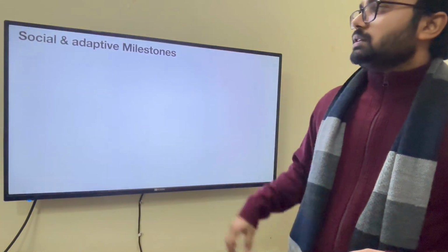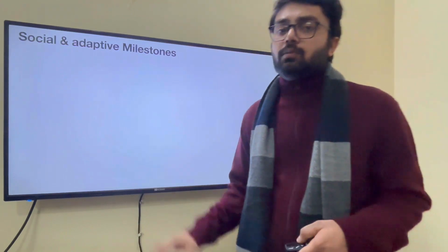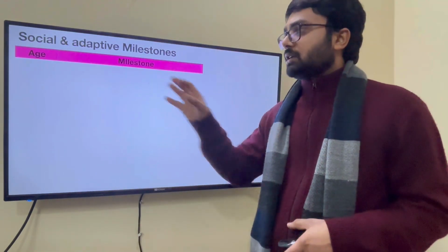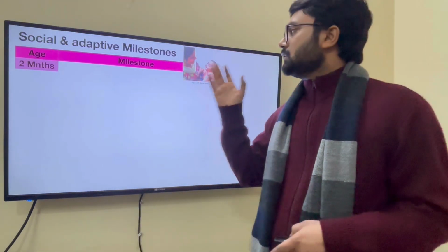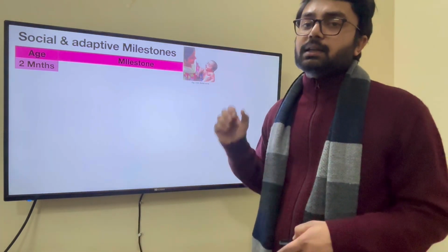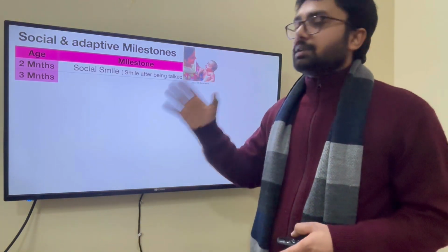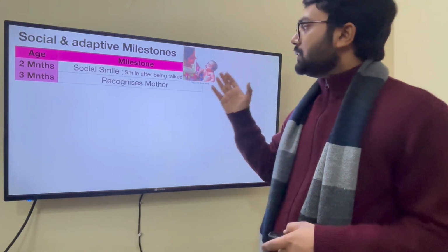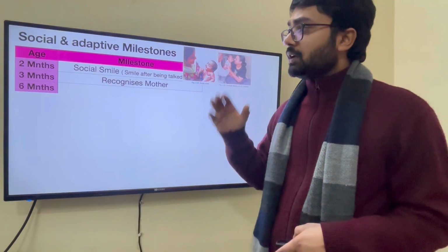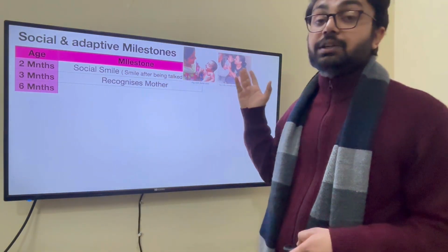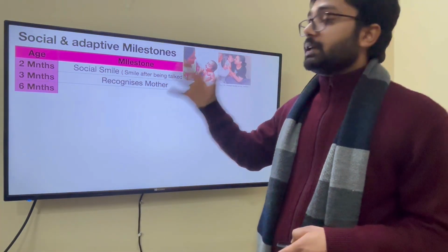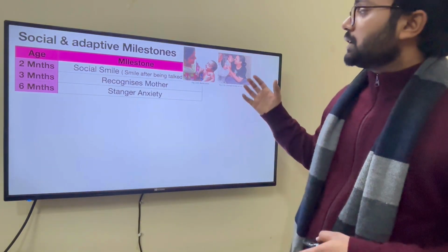Now let us study the social adaptive milestones. What are the social adaptive milestones? As per the age and the milestone, at 2 months, the child is able to smile. He has a social smile. At 3 months, he can recognize his mother. At 6 months, the child develops stranger anxiety. Anyone who takes the child, he now starts crying.